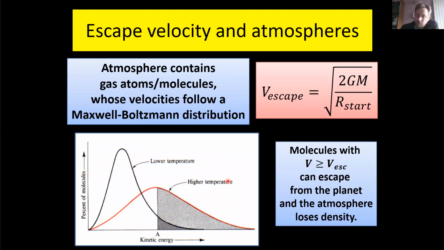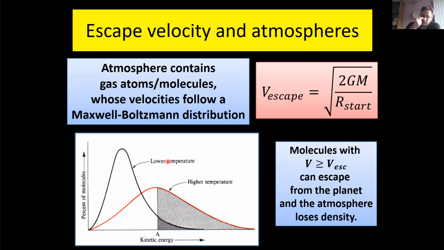So the problem is now these Maxwell-Boltzmann distributions, which always have this tail, depending on a given temperature. And then if we have a certain escape kinetic energy or escape velocity for a molecule, they could escape. There's no way to hold them back at the moment. So the atmosphere would constantly lose density.